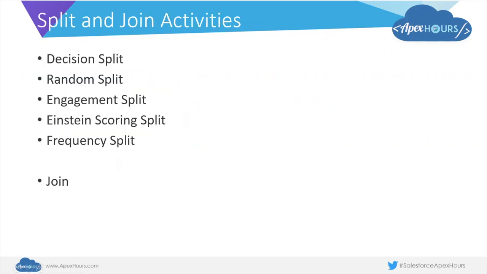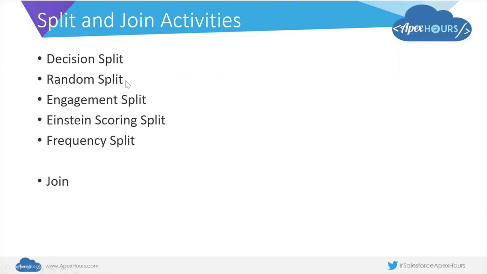And these are the various split activities that are available. First one is the decision split. The decision split activity evaluates the contact journey data. So we can set some filter criteria in there, and depending on the filter criteria, if the contact meets the criteria, they can be diverted to a different path, and if they do not meet, they can be diverted to a different path.